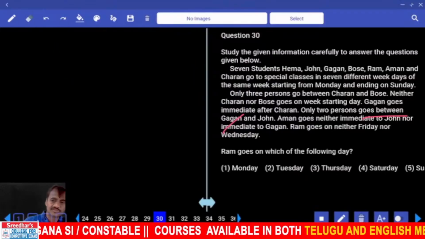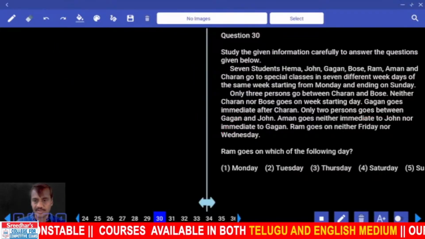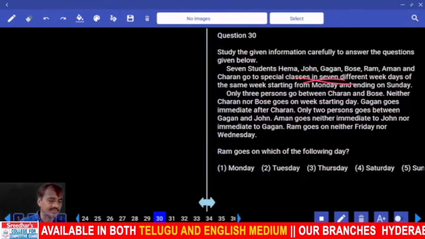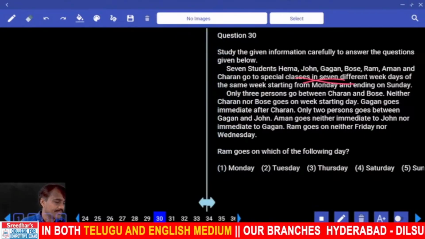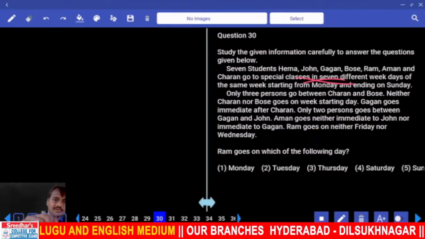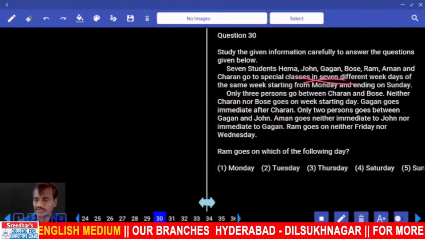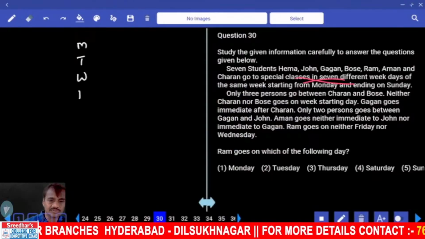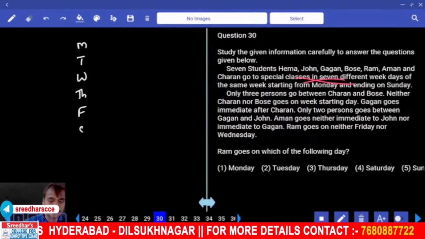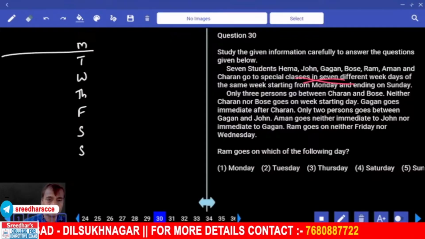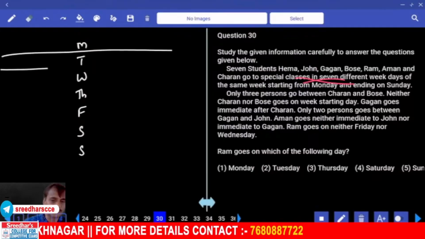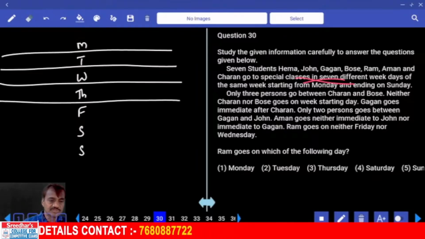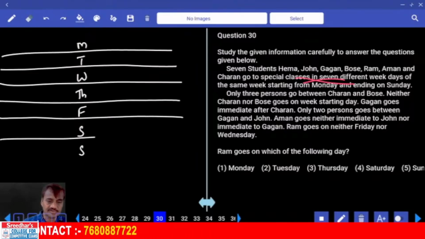Then 30 onwards. 7 students go to special classes on 7 different days, starting from Monday, ending on Sunday. Monday, Tuesday, Wednesday, Thursday, Friday, Saturday and Sunday. Now 7 persons on these 7 different days.